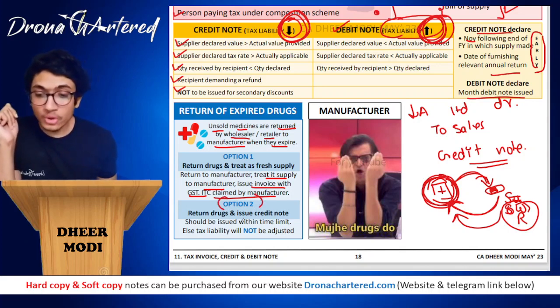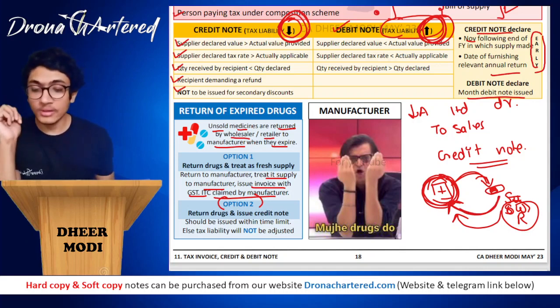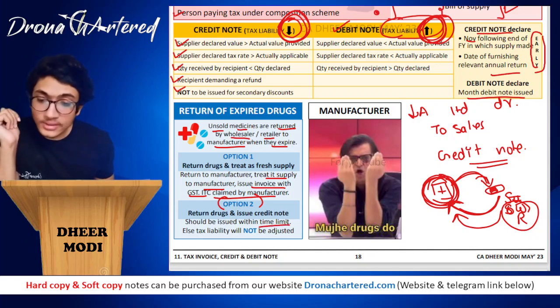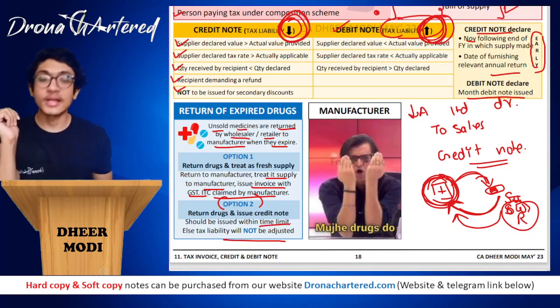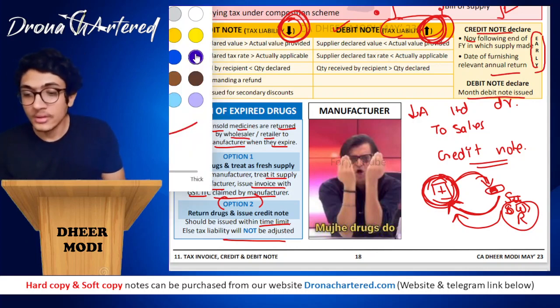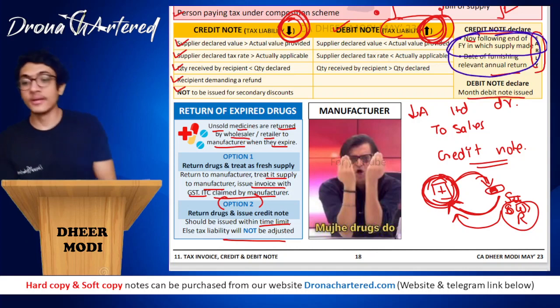Your option number two is return drugs and issue credit notes. So these drugs will be returned and a credit note will be issued. So now the problem with credit note comes that it should be issued within the time limit, otherwise tax liability will not be adjusted. This is the time limit that we had studied over here. Okay, so this is the time limit that we had studied.